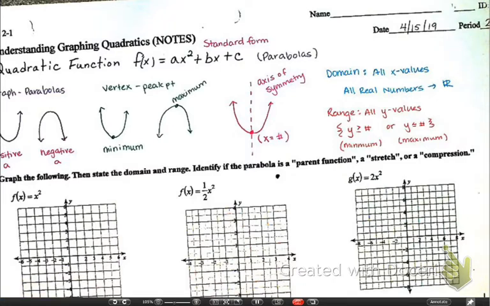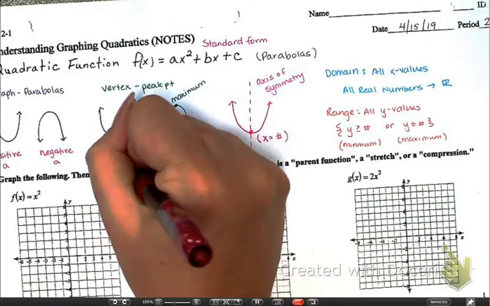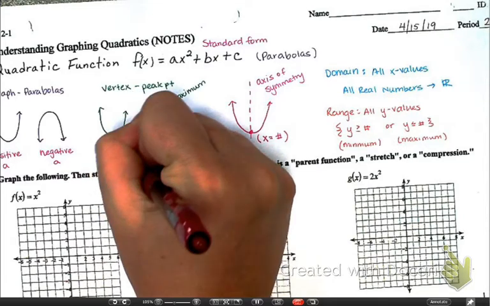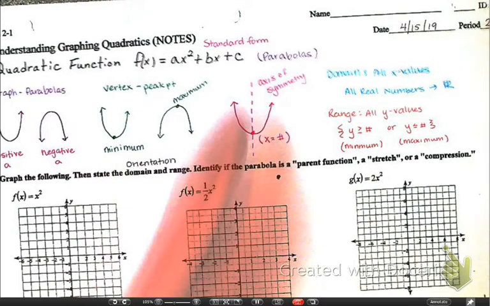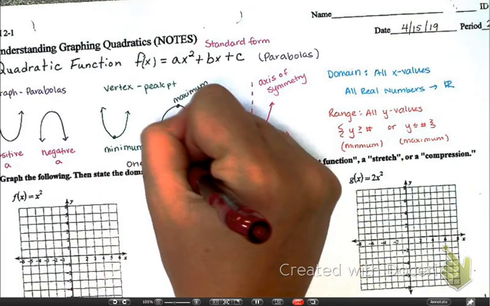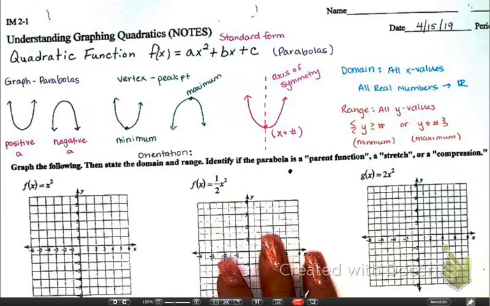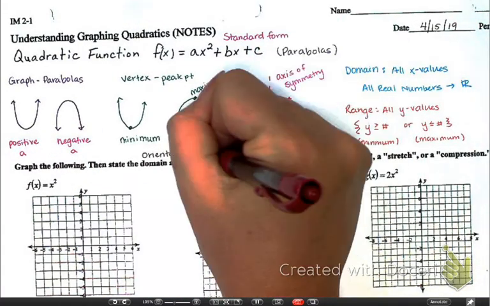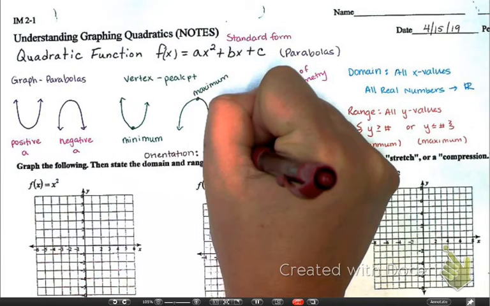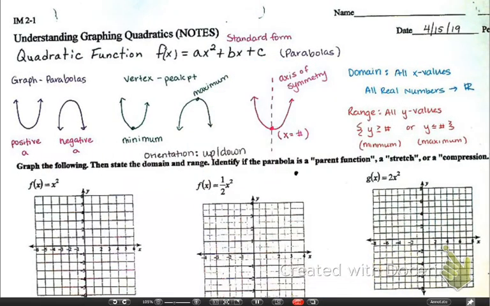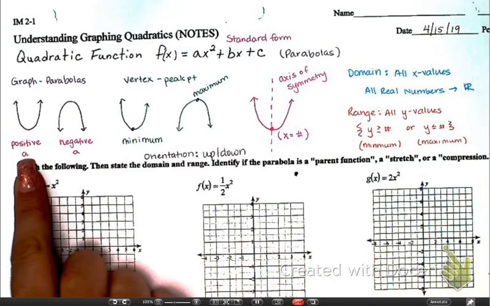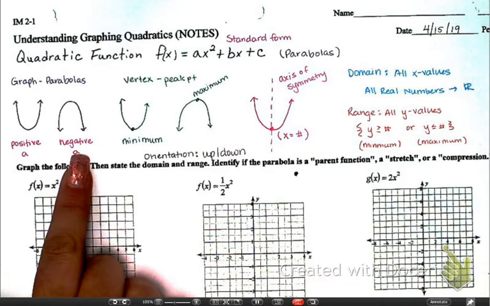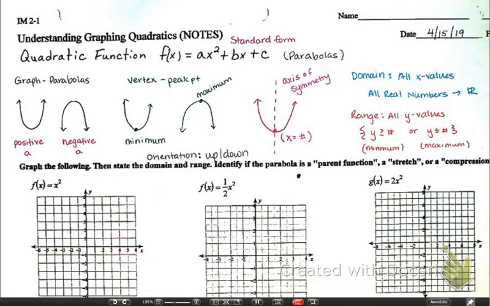I have to figure out where to put this. I want to add a word, and we're going to call it orientation. And it kind of goes with this first part here. Orientation is when your graph opens up or down. And we'll look at the a value to determine if the graph opens up or down. If a is positive, it's going to open up. If a is negative, it's going to open down. But you're going to see the word orientation, and that's what it's talking about. Whether it opens up or down.